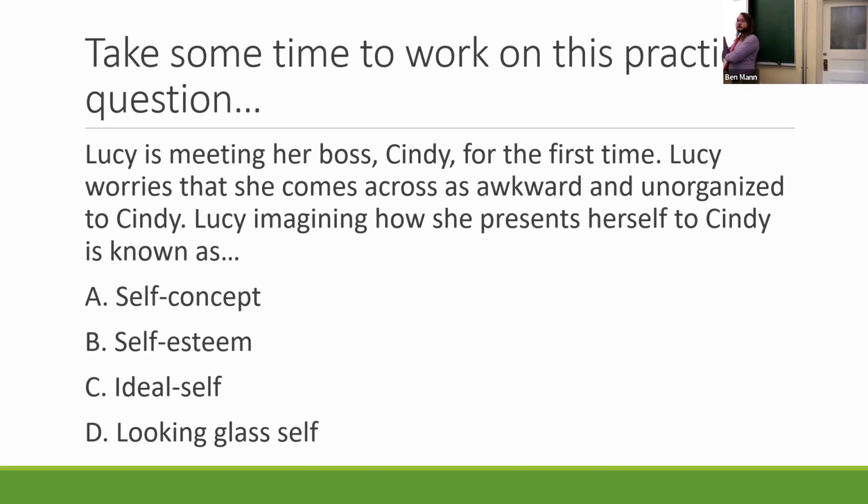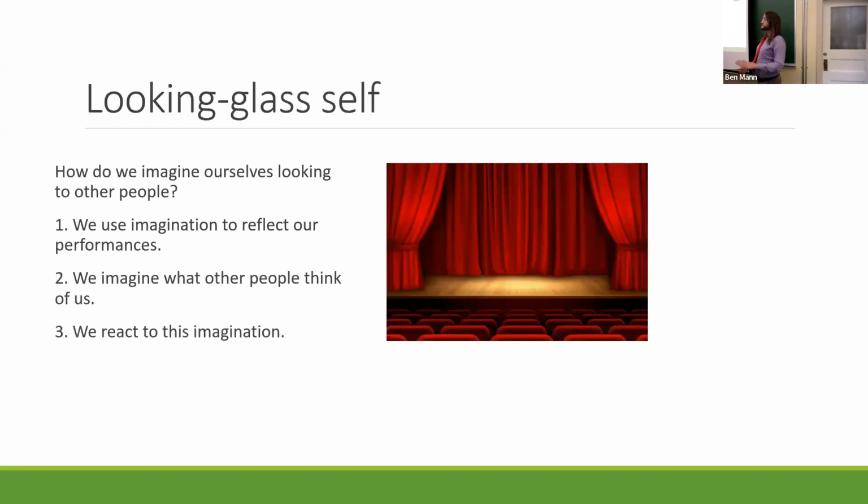Anyone who would like more time on this question? Okay, great. So how many people believe this is A, self-concept, B, self-esteem, C, ideal self, D, looking glass self? All right, so yes, the correct answer is looking glass self. So looking glass self is an idea that we talked about last class. It is imagining how we look to other people.